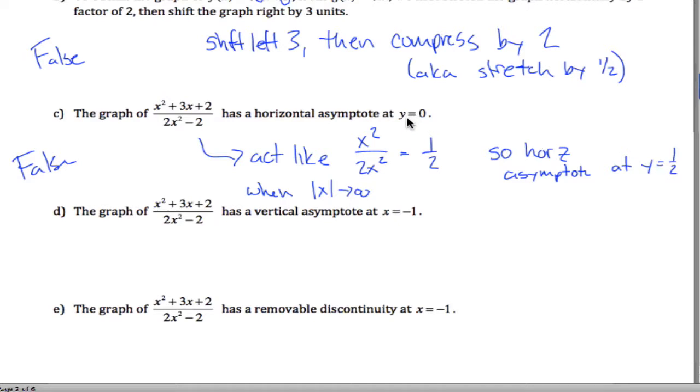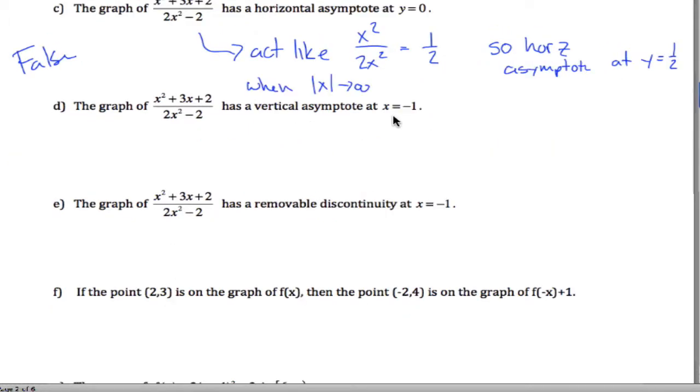If you're wondering, anytime the degree of the denominator is bigger than the degree of the numerator, that's when you have a horizontal asymptote at 0. It's worth repeating. Anytime the degree of the denominator is bigger than the degree of the numerator, you get a horizontal asymptote at y equals 0. If they're the same like this, you get a horizontal asymptote at the quotient of the leading coefficients. What I'm saying is this 1 divided by this 2. Anyways, it's false. The graph of this thing has a vertical asymptote at x equals -1.